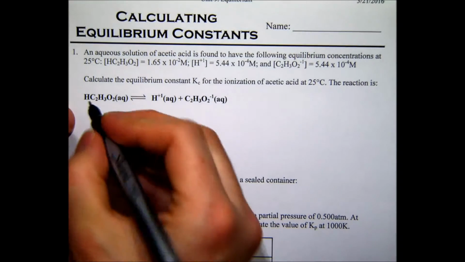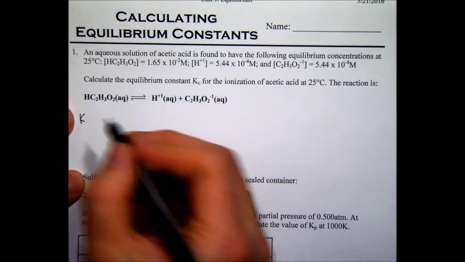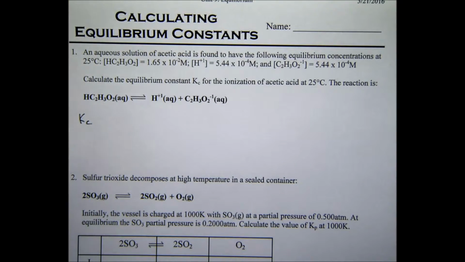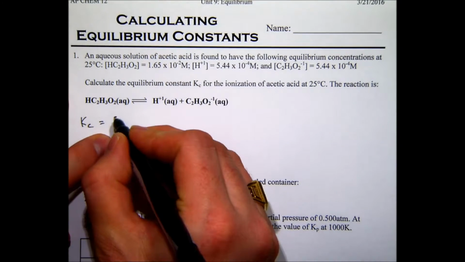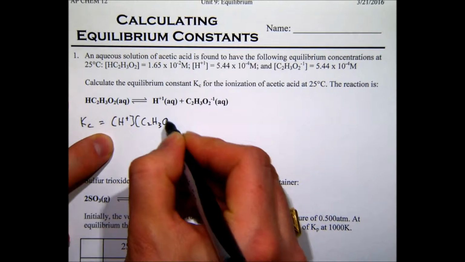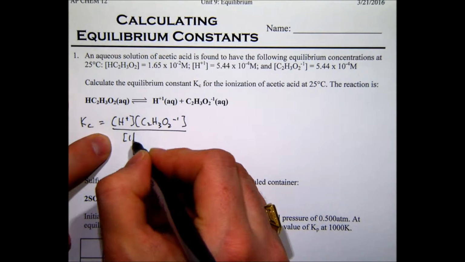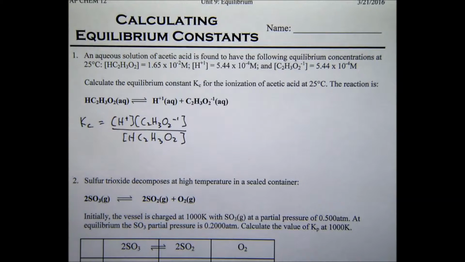So the first thing we're always going to do is write the equilibrium expression. So I'm just going to write Kc here because we're going to deal with concentrations. Technically, we're going to learn that because it's an acid, it'll be called Ka, the equilibrium constant of a weak acid, but we're going to use Kc for right now. Concentration of your product over your concentration of your reactant. So there's our equilibrium expression.